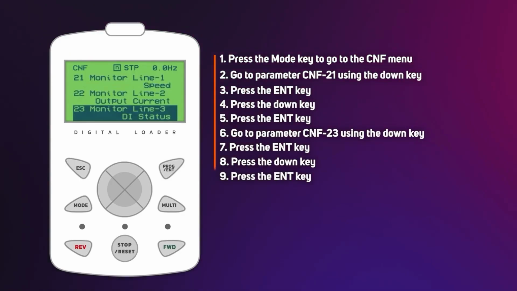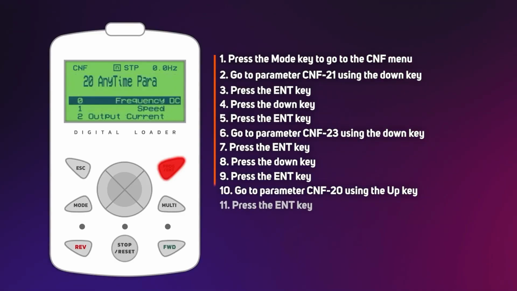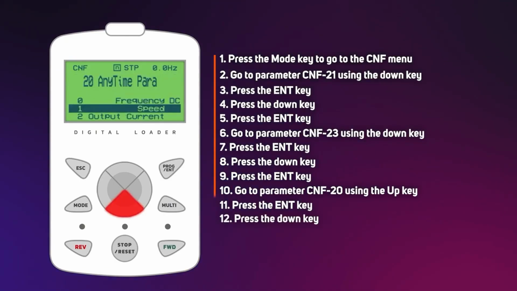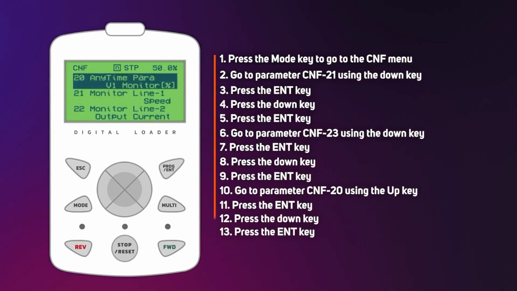For the settings of the upper part of the keypad, we use the up button to go to parameter CNF20. We press the enter button to enter this parameter. Using the down button, we go to the V1 monitor option. Then we press the enter button so the value we've set gets confirmed.